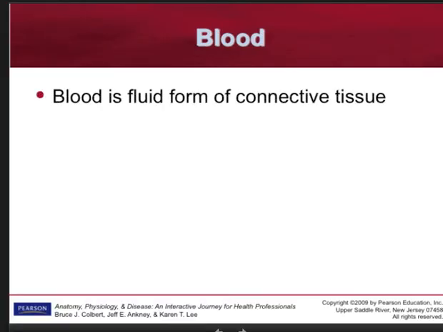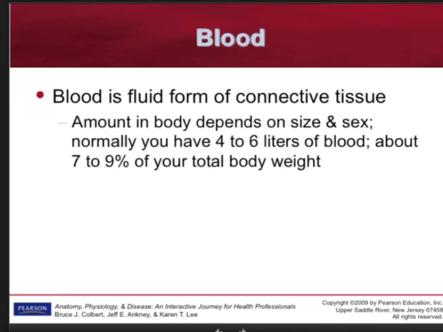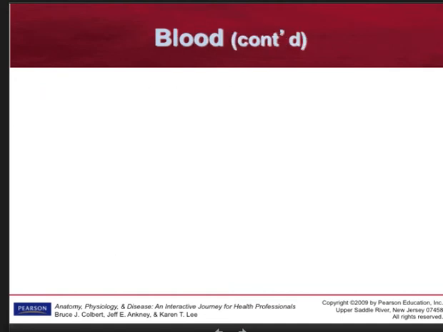Okay, let's talk about blood. Blood is a fluid form of connective tissue. The amount in your body depends on size and sex. Normally you have 4 to 6 liters of blood, which is about 8% of your body weight. There are 3 functions to it: transportation, regulation, and protection.